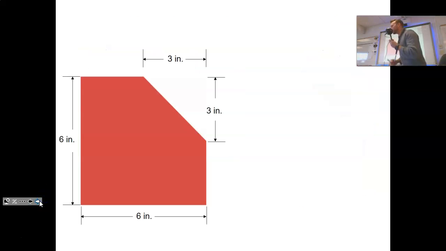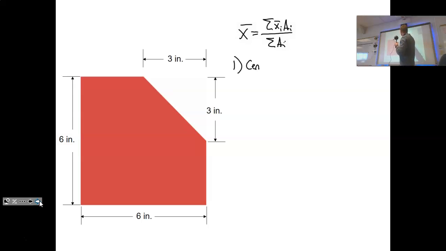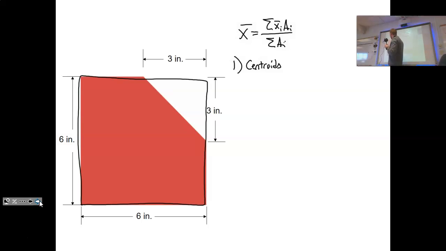It's the exact same process where we add up all the x of the individuals and then multiply by the area of the individuals divided by adding up all the individual areas. So same steps. So step 1, you're going to find the centroids. Shape number 1 is a square. So it's going to be right in the center. So 3, 3.